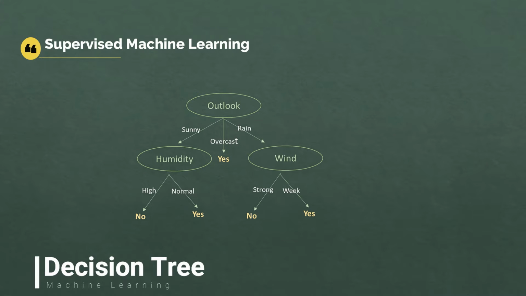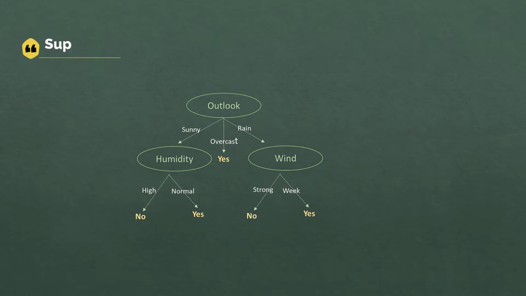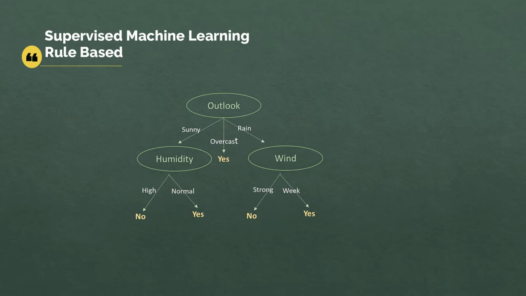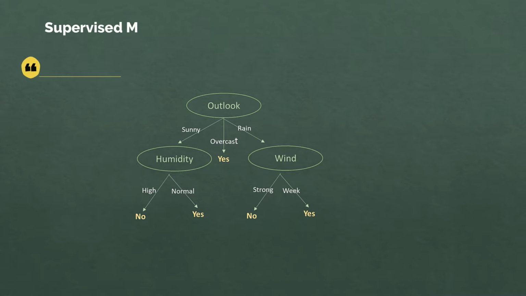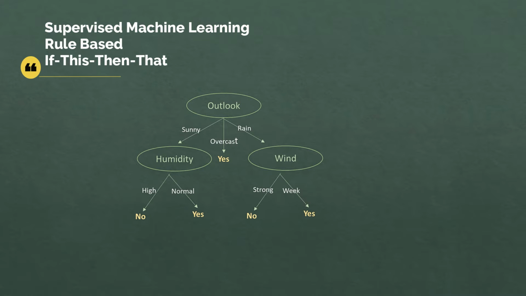Decision tree is a supervised machine learning algorithm where classification is done using decision tree structure. Here the classifier tries to establish the best suitable rule on which classification can be done, and the entire process is something like if this then that.